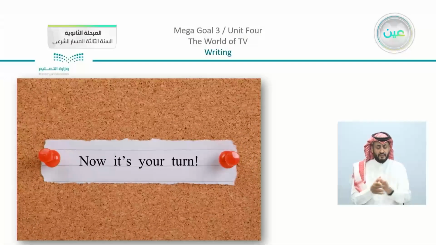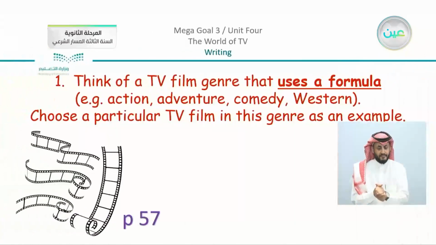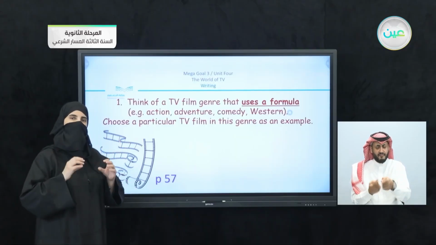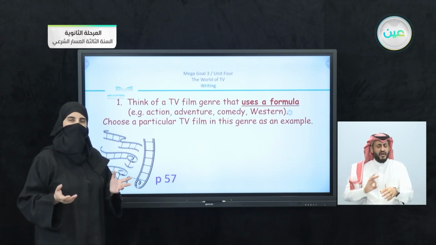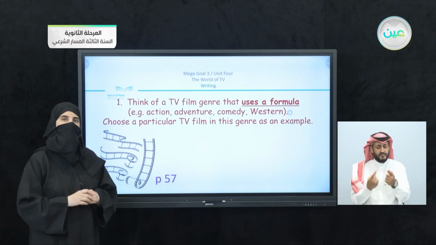We are going to move on with your turn. We are going to write our essay now. So we're going to start with something very simple here. Now, number one, think of a TV film genre that uses a formula. For example, action, adventure, comedy, western. Choose a particular TV film in this genre as an example. So this is something very simple. You are just first going to think of your favorite movie and you are going to classify the genre of this movie. This is going to be the first step.